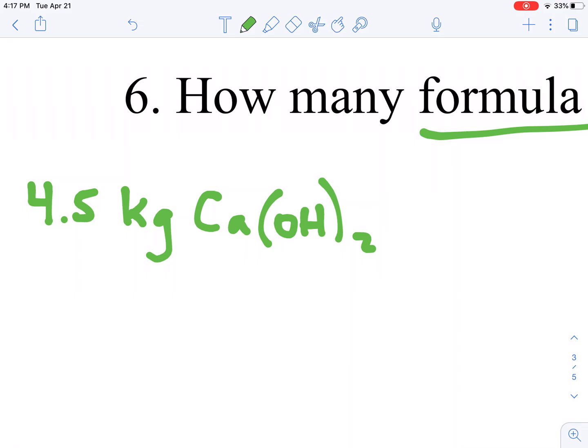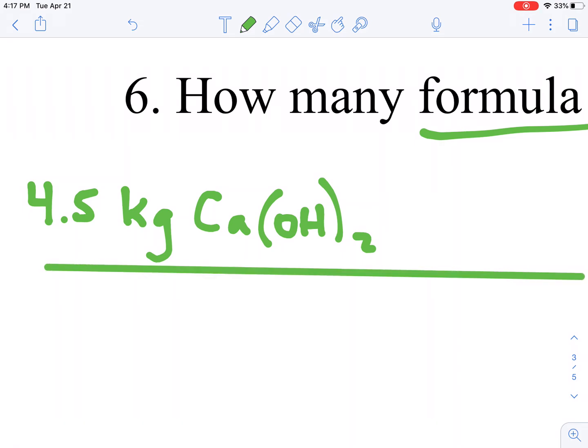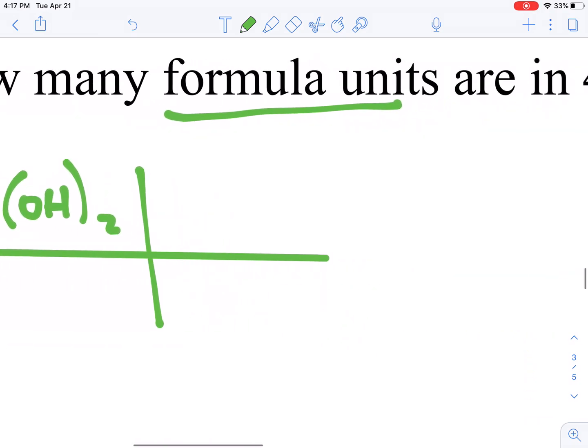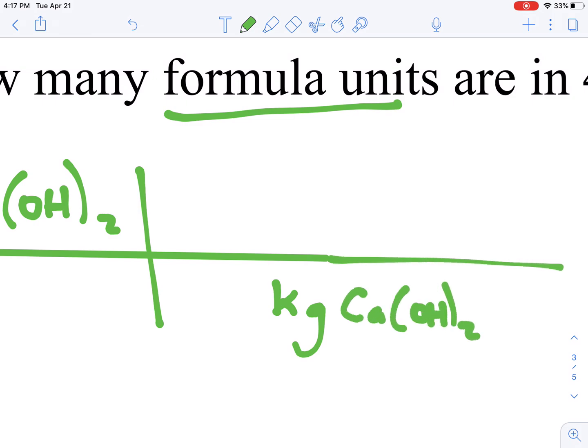We're on a journey to formula units. Let's see what steps we need to get there. Well, first off, we know that kilograms of calcium hydroxide has to go in the bottom, right? Why does it have to go down there? Because it must cancel out. So kilograms CaOH2 must go in the bottom. We also know that we eventually want to get to formula unit.